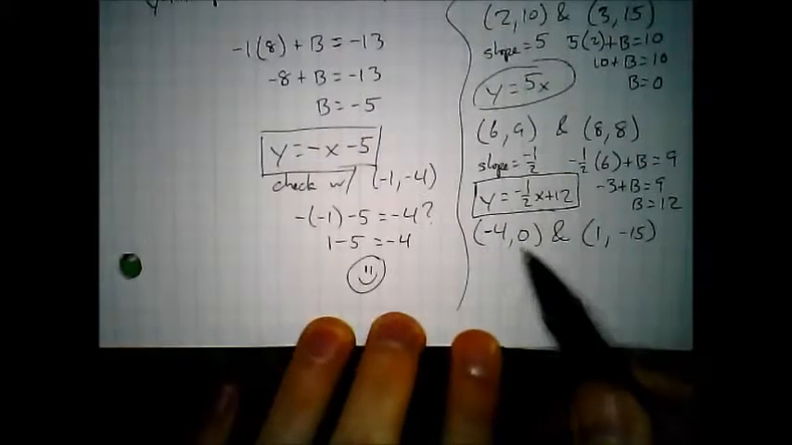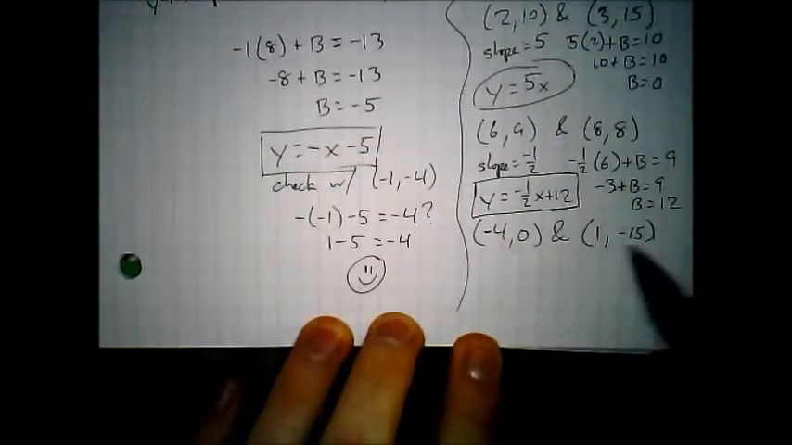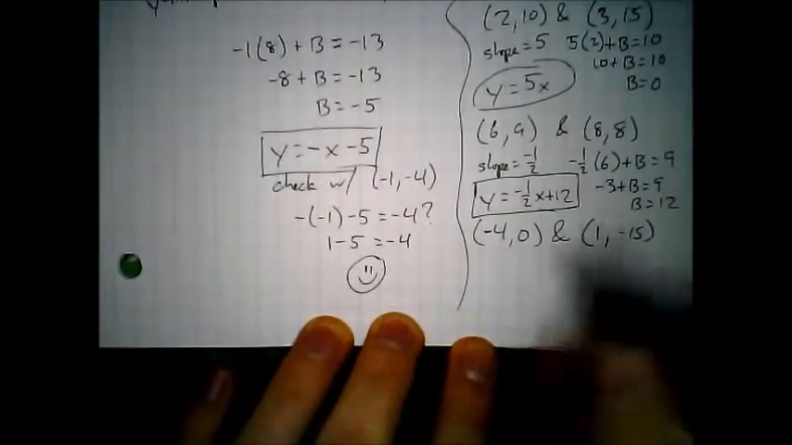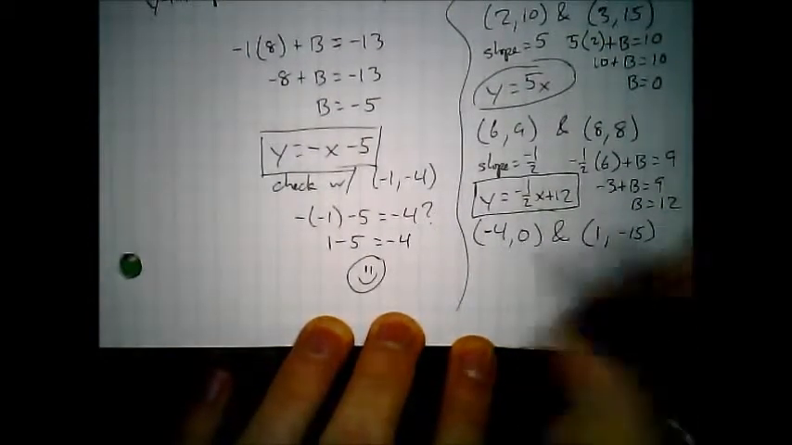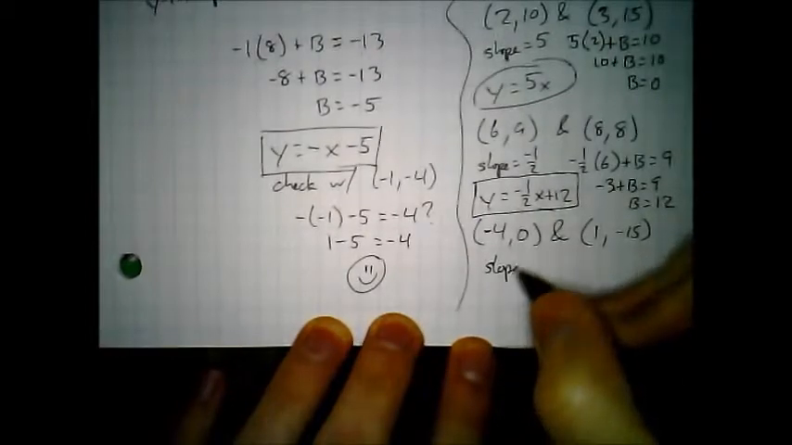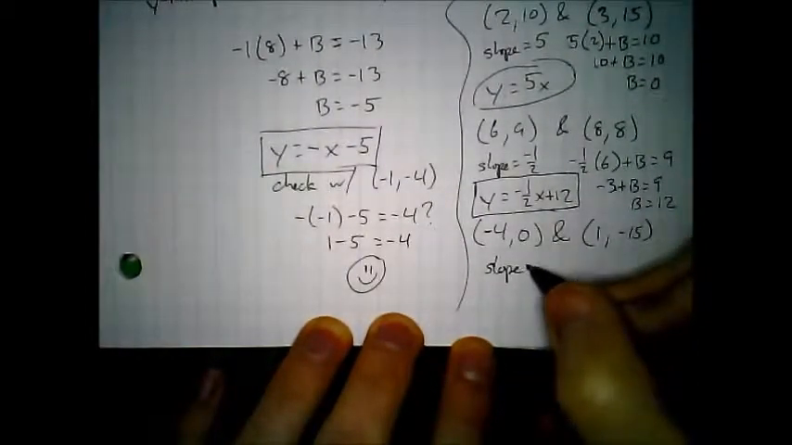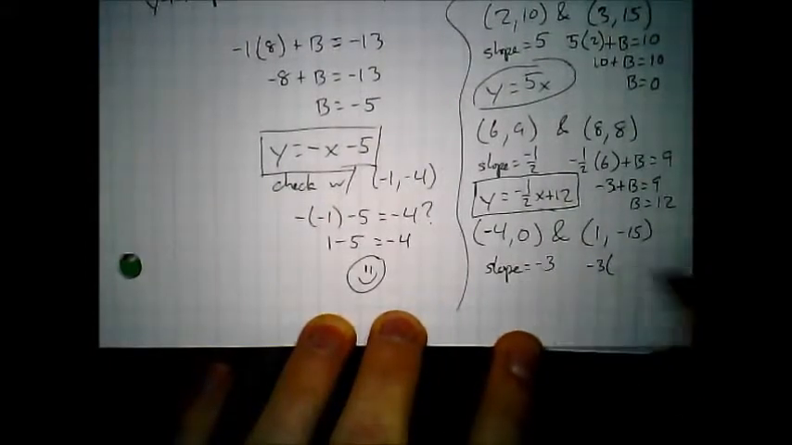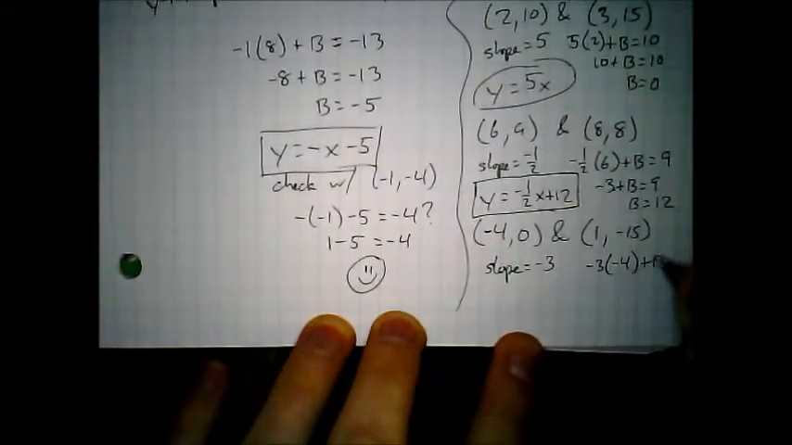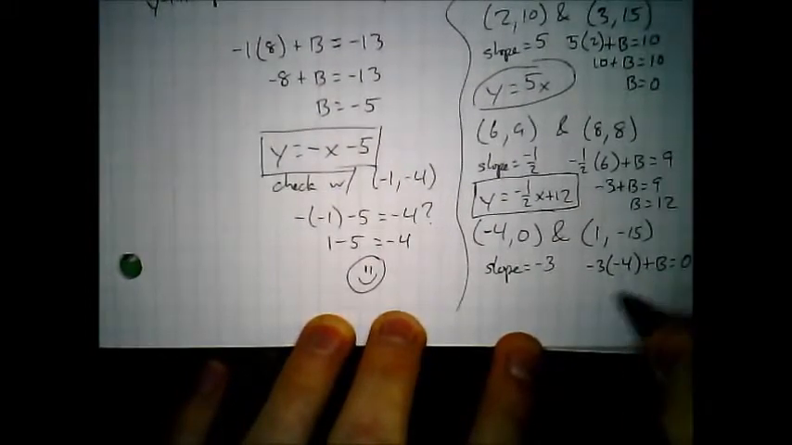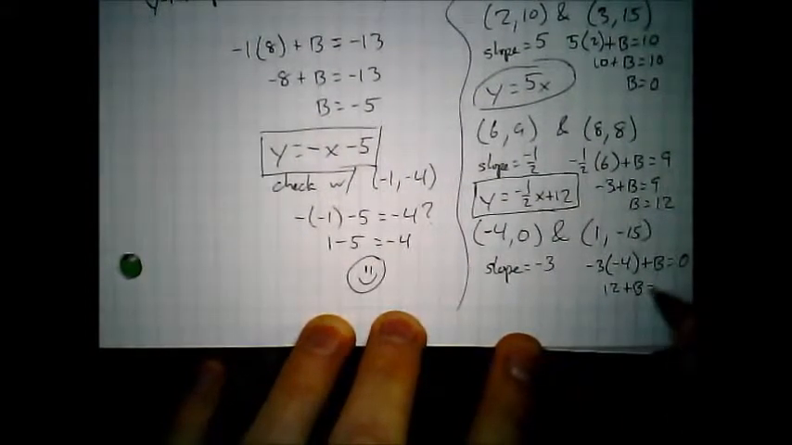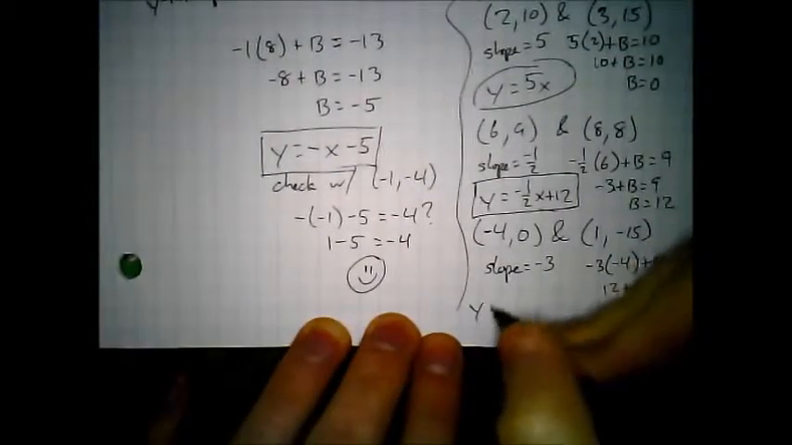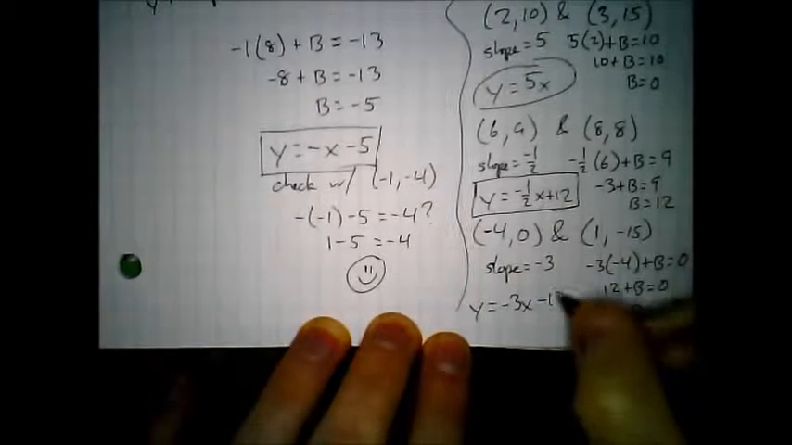And our last one, we're going from figure negative 4 to figure 1. So we go from 0 to negative 15, so our delta y is negative 15. Our delta x is positive 5, so our slope is negative 15 divided by 5, which is negative 3. So you do negative 3 times negative 4 plus b equals 0. Negative 3 times negative 4 is positive 12. 12 plus what equals 0? That means b equals negative 12. So our equation is y equals negative 3x minus 12.